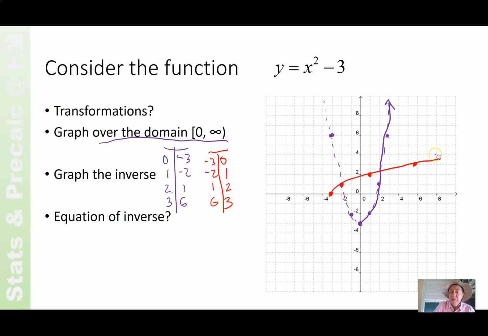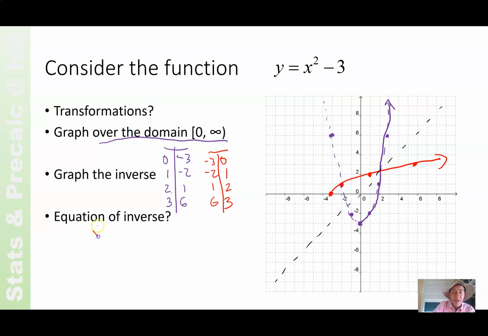There is the inverse. You notice it's got a lovely reflection. It's the reflection over the line y equals x. Like any graph of any inverse, the reflection over the line y equals x looks very nice. The equation of that inverse.